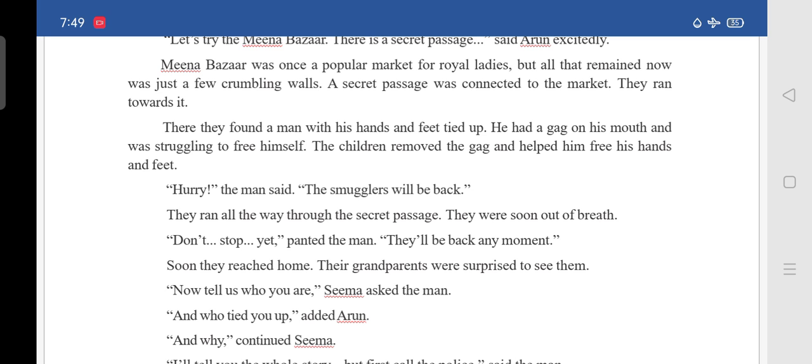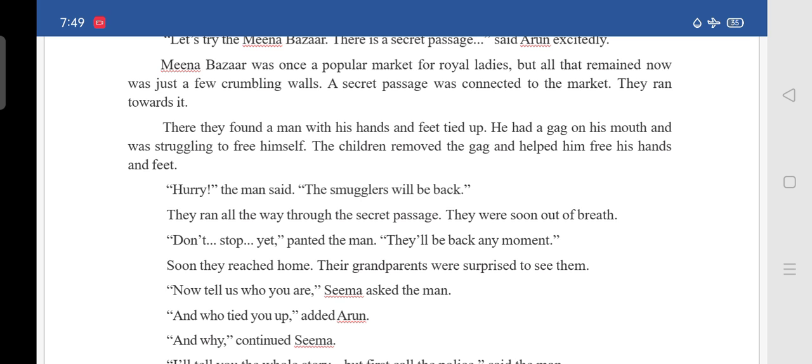And what they have done, and they have seen that person struggling to free himself. So these children, Seema and Arun, went to that person, and they removed that cloth from his mouth and helped him to free his hands and legs. "Hurry," the man said. "The smugglers will be back."